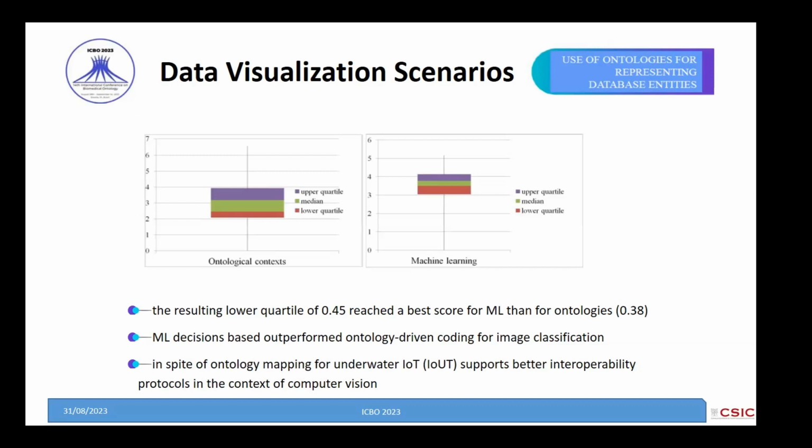According to the data value and methodological choice, 2 different data classification and recognition scenarios in pattern analysis can be compared. Under the first scenario, ontology basis for image retrieval and annotation was used to derive marine data patterns. The second scenario, machine learning, as it received 70% of total citation, resulted in that its lower quartile of 0.45 reaches a better score for machine learning than for ontology, 0.38.